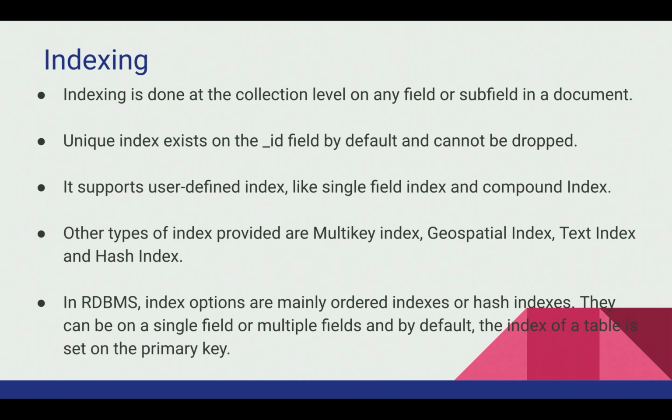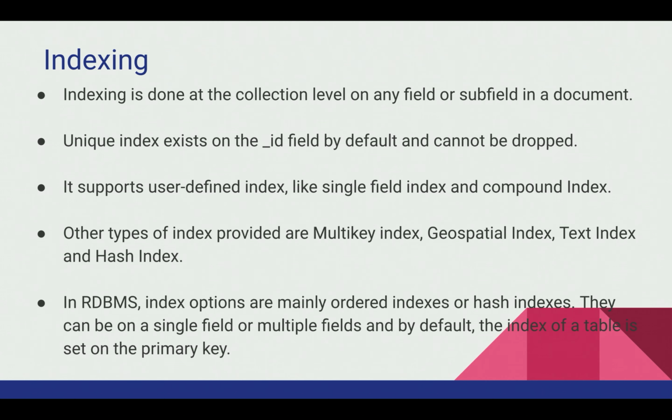MongoDB supports user-defined indexes, like the single field index, which creates a sorted index on a single field, or the compound index, which creates an index on multiple fields. There are other indexes like the multi-key index, which is created on those fields that are of array data type. Then we have the geospatial index that can be created to query on data related to geospatial coordinates.